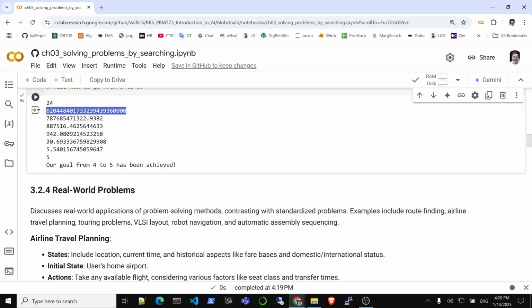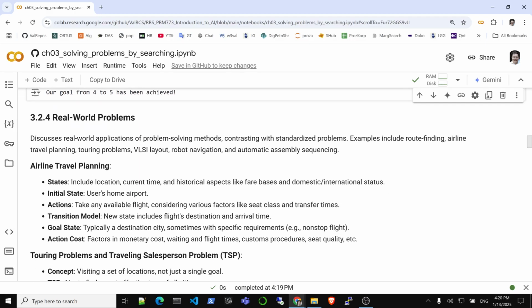For these types of problems, there are lots of examples. Of course, route finding, like Google Maps, airline travel, tour planning, VLSI layout, which is very large scale integration for making computer chips, robot navigation, obviously, and automatic assembly sequencing.